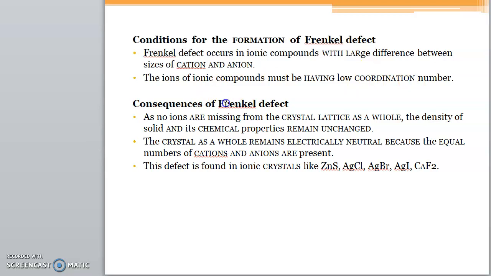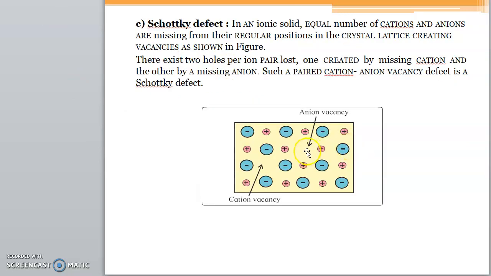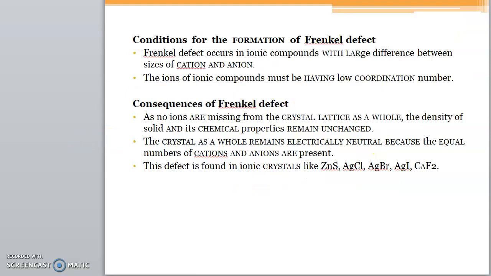Now, what are the consequences of Frenkel defect? Remember, in Schottky defect the ion just goes missing. So let me take you to Schottky. See, it goes missing. It doesn't occupy the interstitial position. It goes away completely, and because of that the mass should be reducing, correct? But in the case of Frenkel defect, as no ions are missing from the crystal lattice as a whole, the density of the solid and its chemical properties remain unchanged.